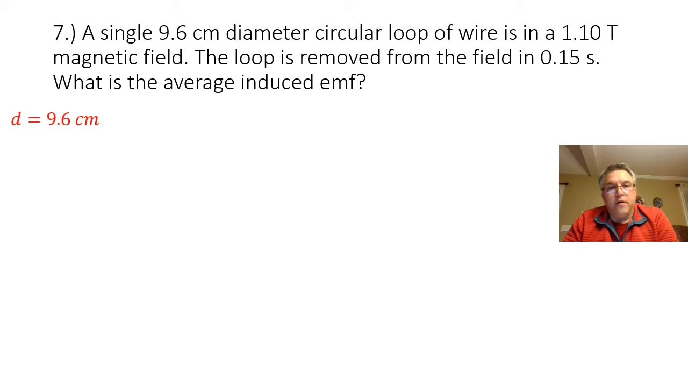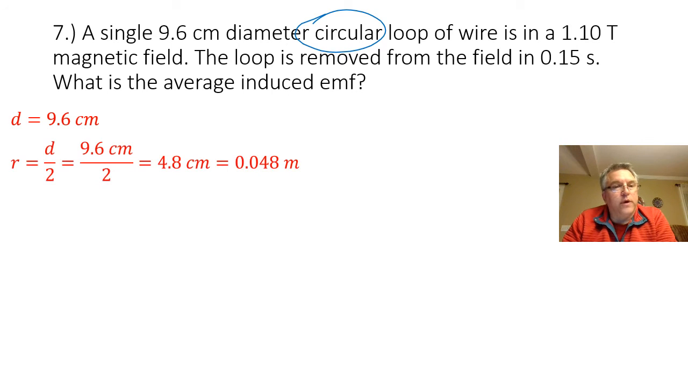The diameter of my loop of wire, and I know that it is a circular loop of wire, which will come in handy in a few moments, is 9.6 centimeters. I know I'm going to need the radius because it's a circle, so the radius is the diameter divided by 2. That gives me 4.8 centimeters, which I need to convert to meters, so that will be 0.048 meters. The number of turns is 1 because I'm told that it is a single loop of wire, so my value for n is 1.